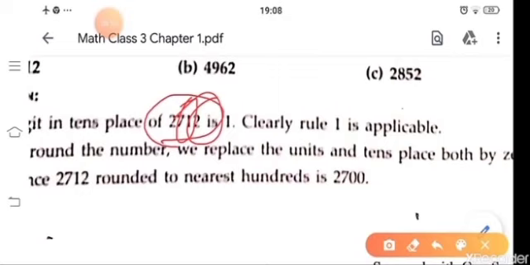Because here rule number 1 is applicable. So we round the numbers. We make both the numbers at ones and at tens place 0.